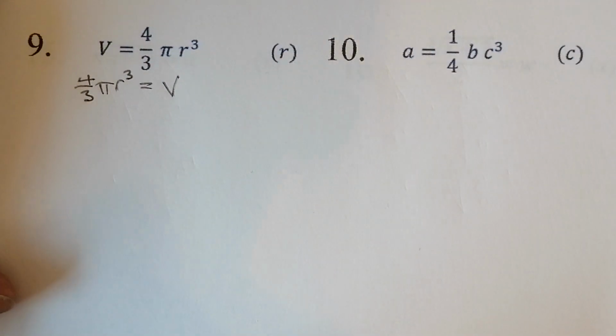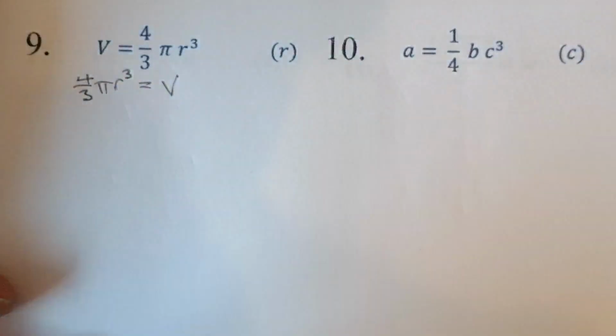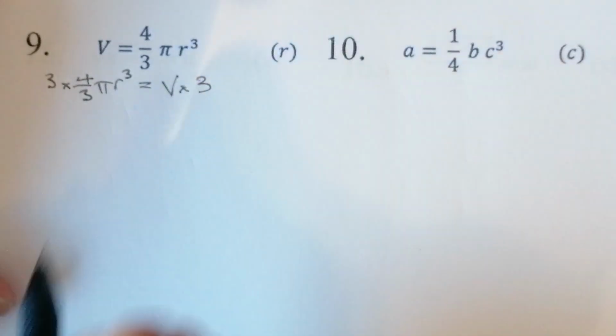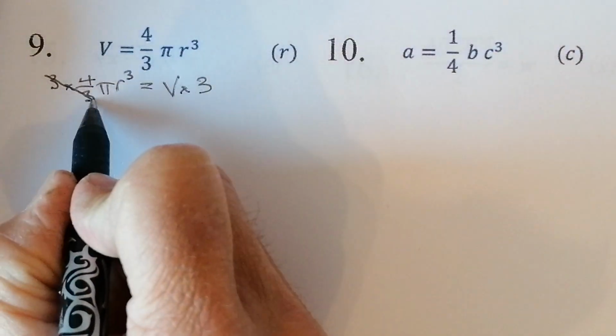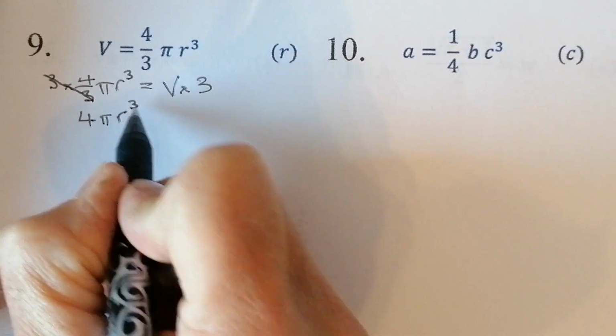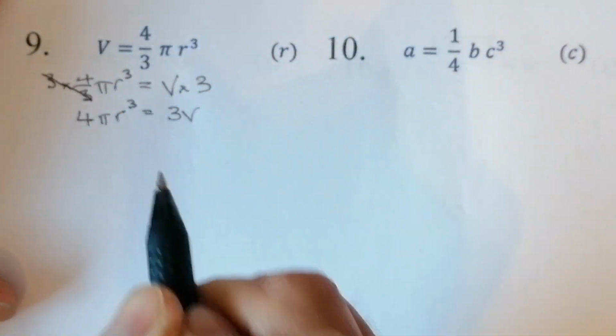What I'm then going to do is I'm going to get rid of the 3 from the bottom. So what we'll do is we'll multiply both sides by 3, okay? So the 3's are then eliminated. That leaves me with 4 pi r cubed is equal to, and that's going to be 3v, okay?